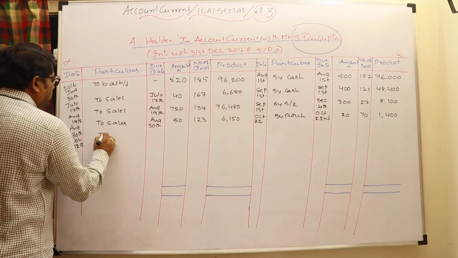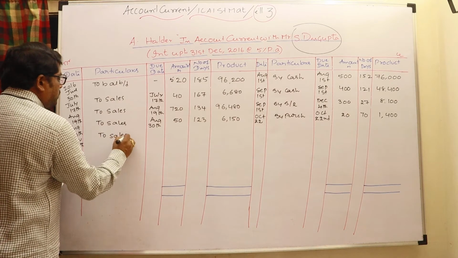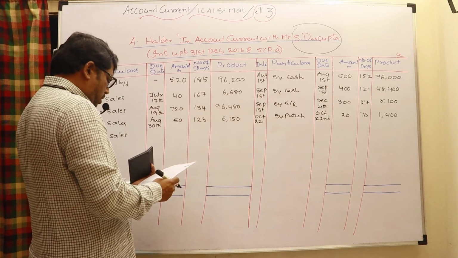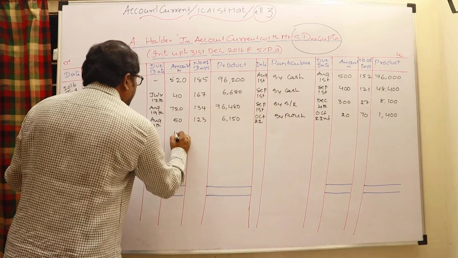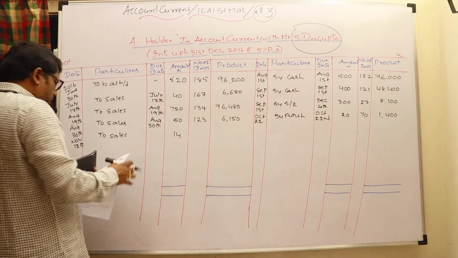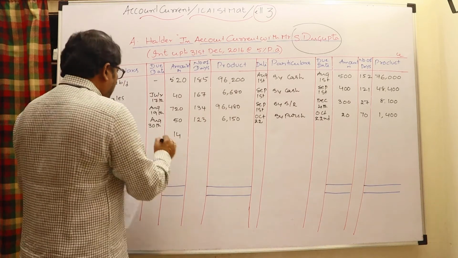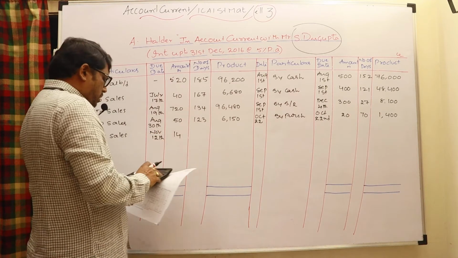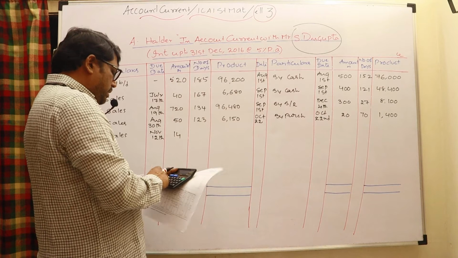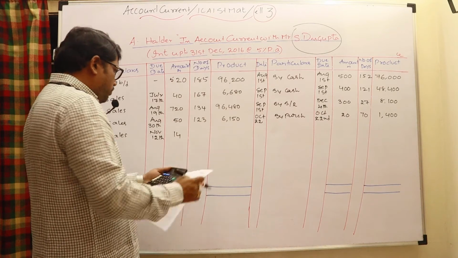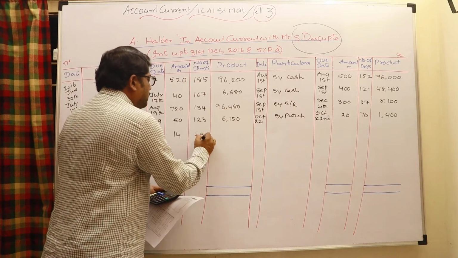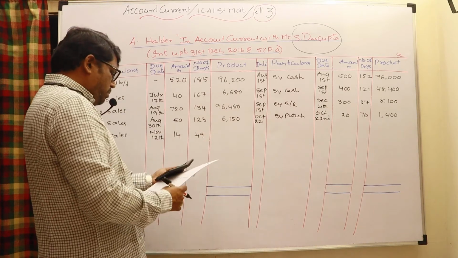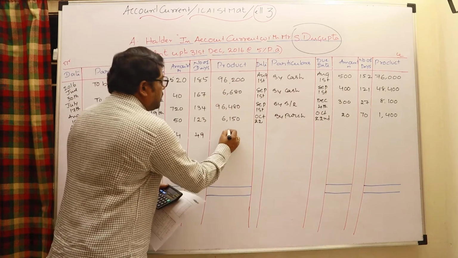November 12th to sales. Amount 14 rupees. No separate due date is given. You can take November 12th itself as the due date. In November still 18 days are there. December 31 days. Total number of days 49. 49 into amount 14, multiplied to get the product 686.